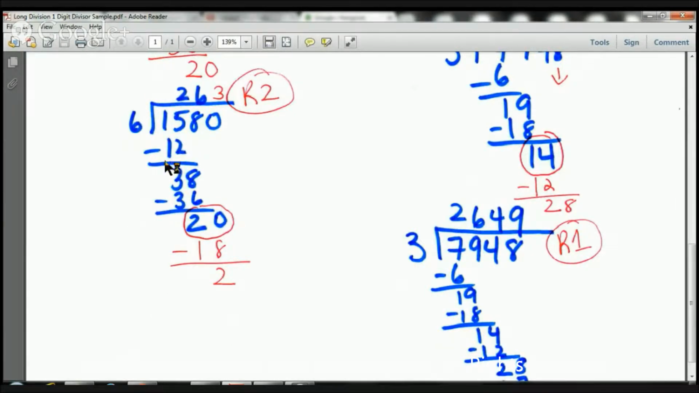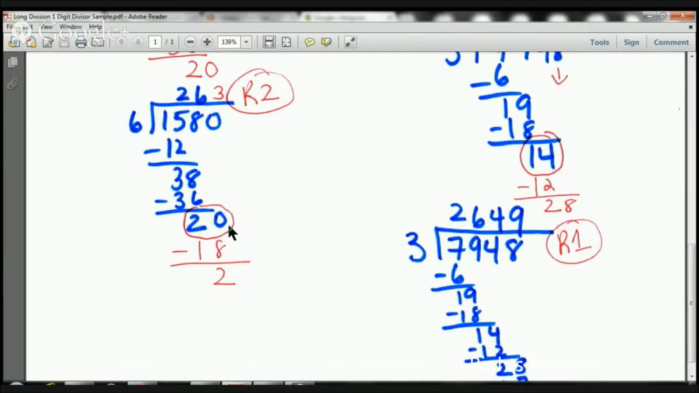6 times 2 is 12. 15 minus 12 is 3. I drop down this 8. Now I have 38. Now, I know that 6 goes into 38 6 times. 6 times 6 is 36. I put the 36 here. 38 minus 36 equals 2. I drop down this 0.